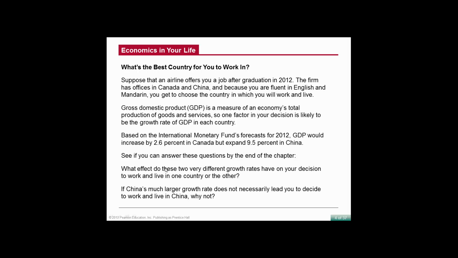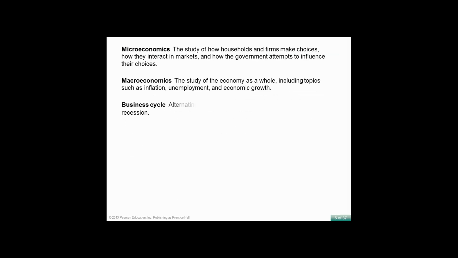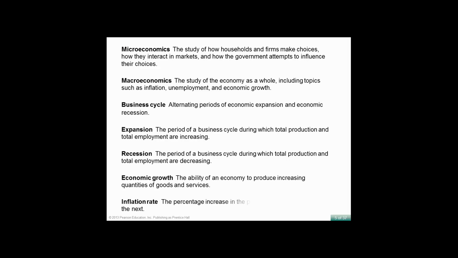What effect do these two very different growth rates have on your decision of whether you want to work and live in China or Canada? Does China's much larger growth rate not necessarily lead you to decide to live in China? Why or why not? Okay, so let's talk about some key phrases here.